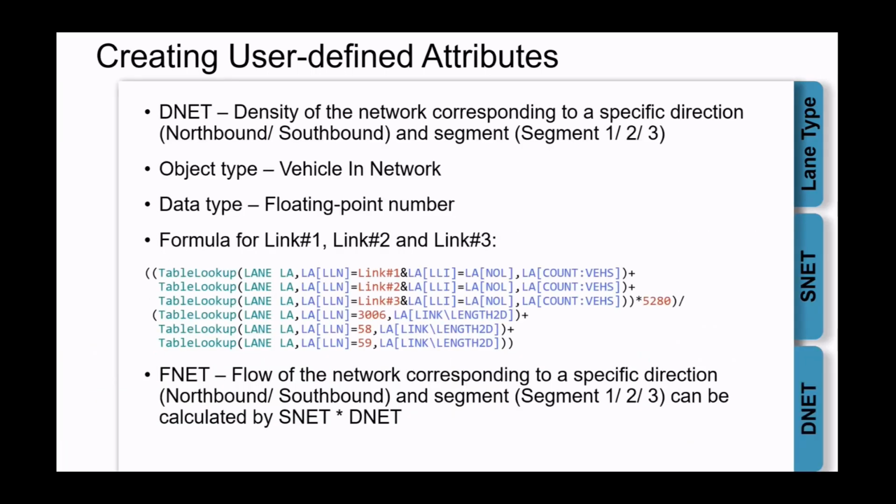Moving on, we have the density of the network. Like Amani mentioned, for the speed, we weighted averaged it based on the counts, and for the density, we weighted averaged it based on the link length. We calculated the speed of the network for the technology lane and density of the network in the technology lane, and using both of those, we were able to calculate the flow of the network.